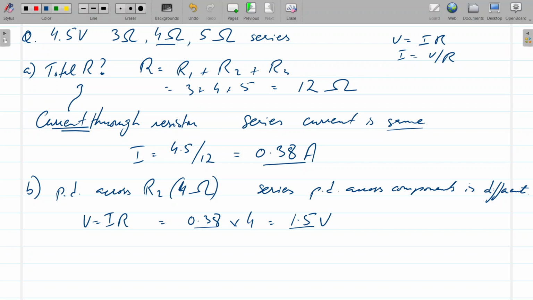So 1.5 volts is the potential difference across resistor number 2, which has a value of 4 ohms. They can similarly ask you to find the potential difference across R1 and R3. You find the potential difference across R1, and then you can either do the calculation for R3, or you can add the potential differences across R1 and R2 and subtract that from the total 4.5, because whatever's left is going to be the potential difference across the third one. So this is one type of calculation that you can come across.